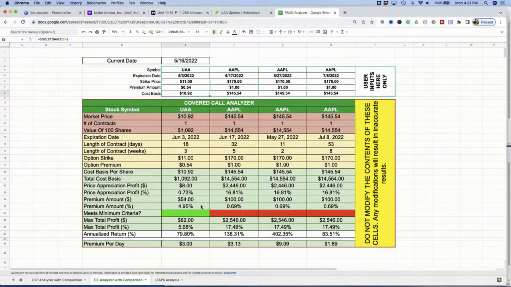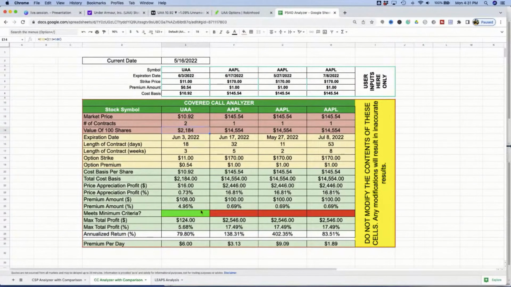Now, I realize that's not a whole lot of money. It's not life-changing money, right? $54 or $62, depending on which way the option contract goes. That's not life-changing money. It's not. I'll be honest with you. But let's say I have multiple contracts, right? Let's say I sell 2 contracts.